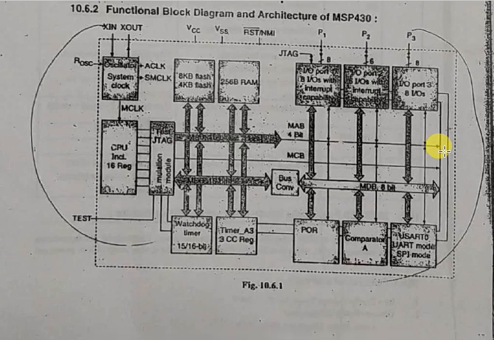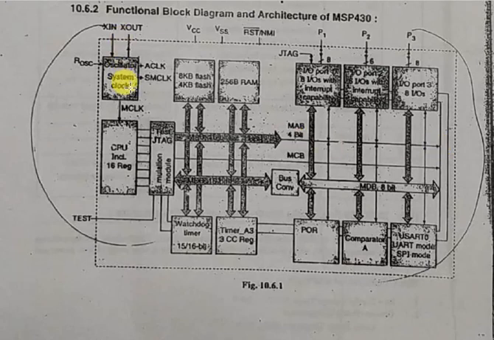Good morning, students. Today we are going to study module number 5, that is microprocessor and microcontroller. As you can see over here, it is known as the functional block diagram and architecture of MSP 430. One by one we are going towards the functional block diagram.